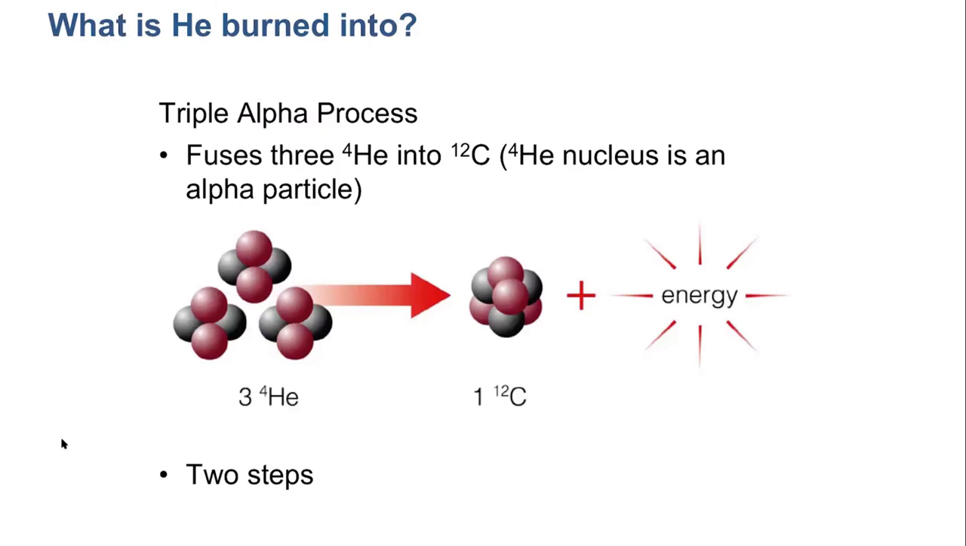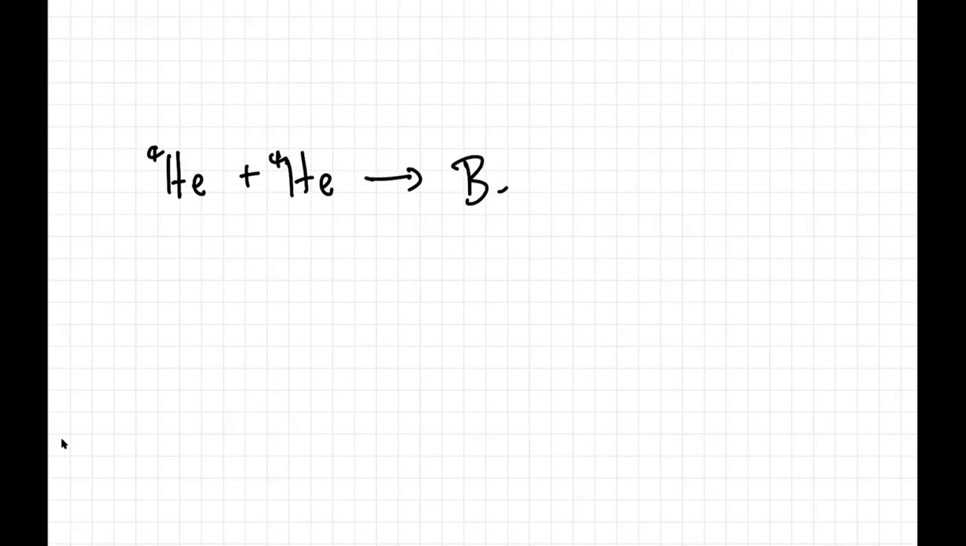Now, this can't happen all at once. We need a series of a couple of steps to make this happen. But let's go through what those steps are real quickly. So here you go. The first step is you've got a helium-4 nucleus, and you smash it with another helium-4 nucleus, and it goes into a beryllium-8 nucleus, right? A helium-4 nucleus, let's just draw these out, has 2 neutrons and 2 protons. So you've got 2 of those.